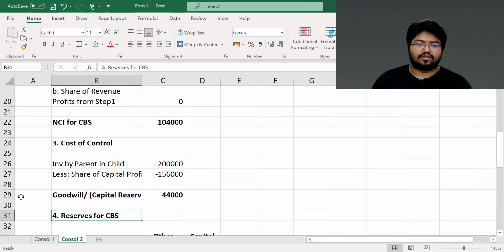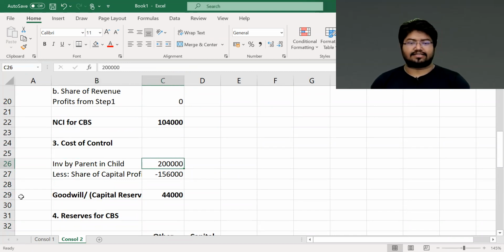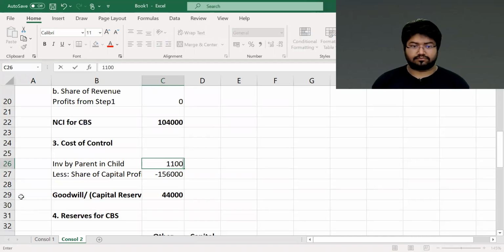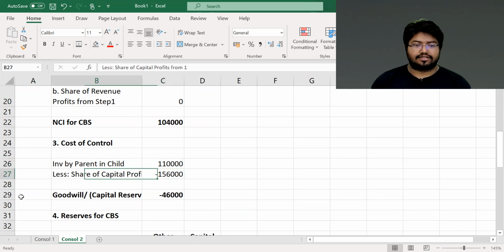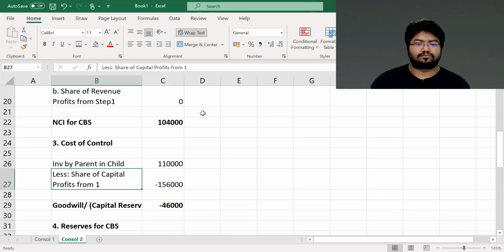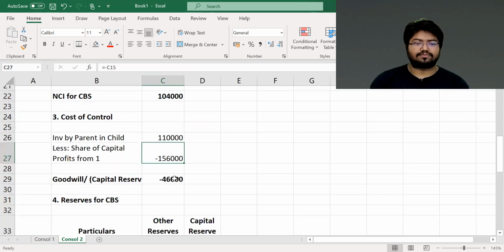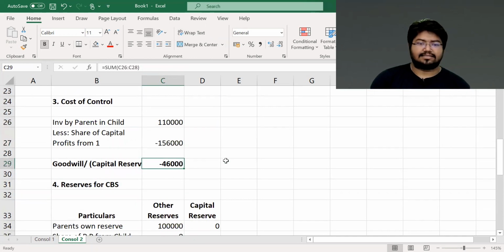Then cost of control. Investment by parent in child is only 1,10,000 if I'm not wrong. And share of capital profits from step 1 is 1,56,000. Hence, there is a capital reserve of 46,000.